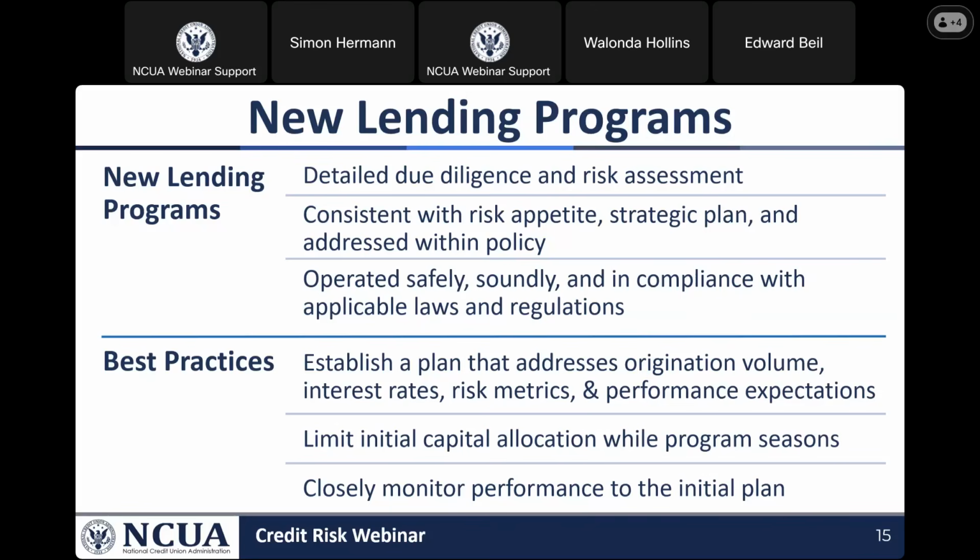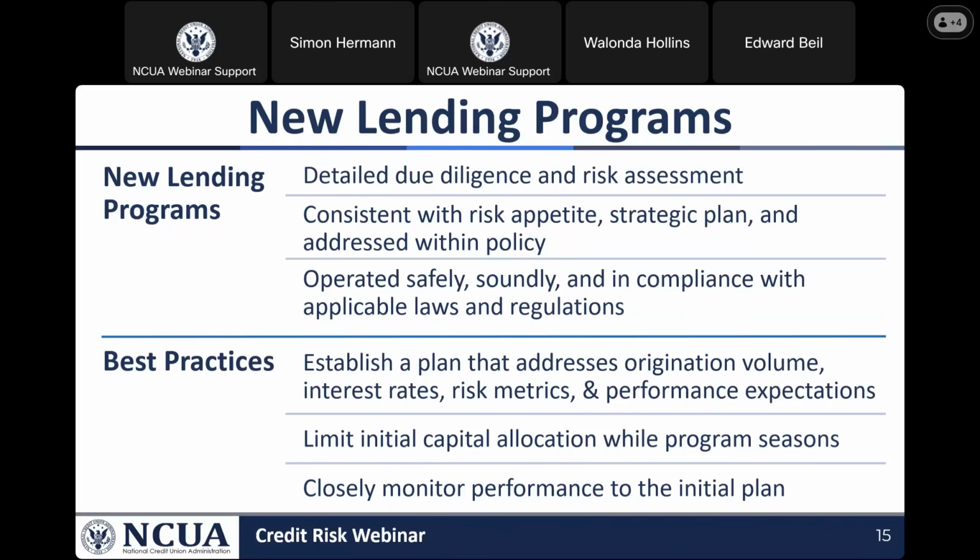The NCUA generally does not take a position for or against any type of lending activity, provided that the lending program is: one, consistent with the board's risk appetite and strategic plans; two, addressed within board policy, including addressing underwriting standards that cover assessing a borrower's ability to repay and the support provided by collateral; and three, managed safely, soundly, and in compliance with laws and regulations. The NCUA has observed that lack of due diligence and rapid growth into new or novel lending programs has been a common factor at many troubled or failed credit unions.